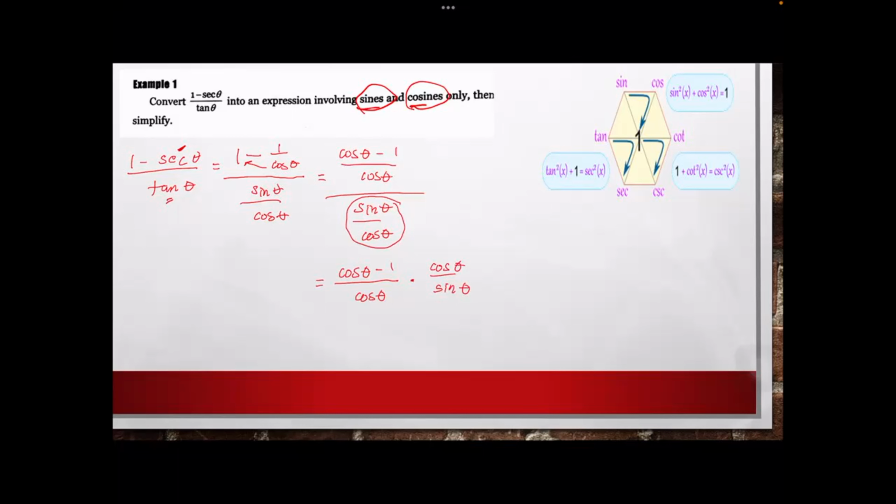Okay. Ano yung possible ika-cancel natin dito? Para lang itong fraction. Yung cosine theta po. Okay, so we can cancel the cosine theta and the cosine theta kasi isa ay nasa numerator at isa ay nasa denominator. So, ang natira natin sagot ay cosine theta minus 1 over sine theta. And this is the final answer.